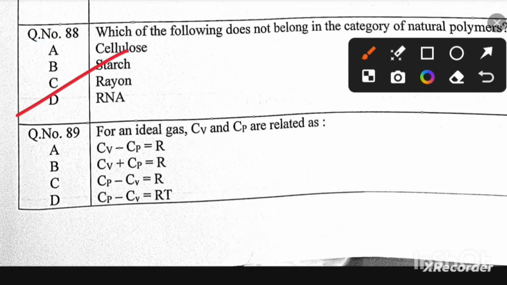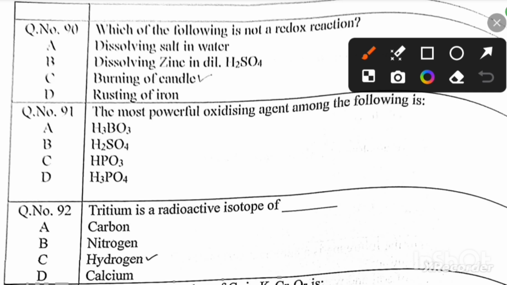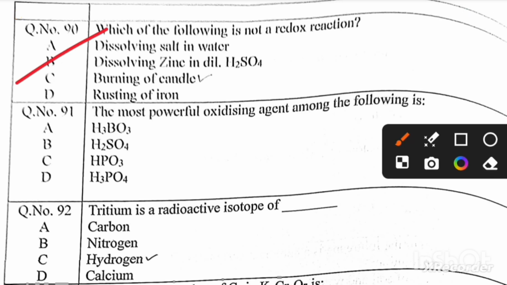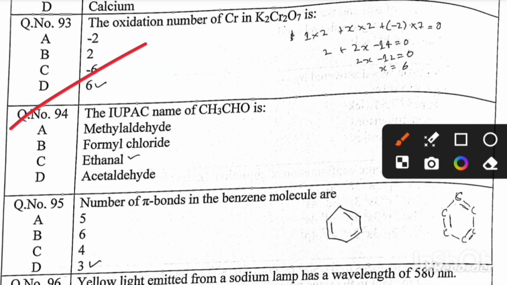Then for an ideal gas, CV and CP are related as, option C. Which of the following is not a redox reaction? Dissolving salt in water. The most powerful oxidizing agent among the following is H2SO4. Then question number 92, the answer is hydrogen. The oxidation number of chromium in K2Cr2O7 is 6. The IUPAC name is, the answer is option C. The number of pi bonds in the benzene molecule are 3.